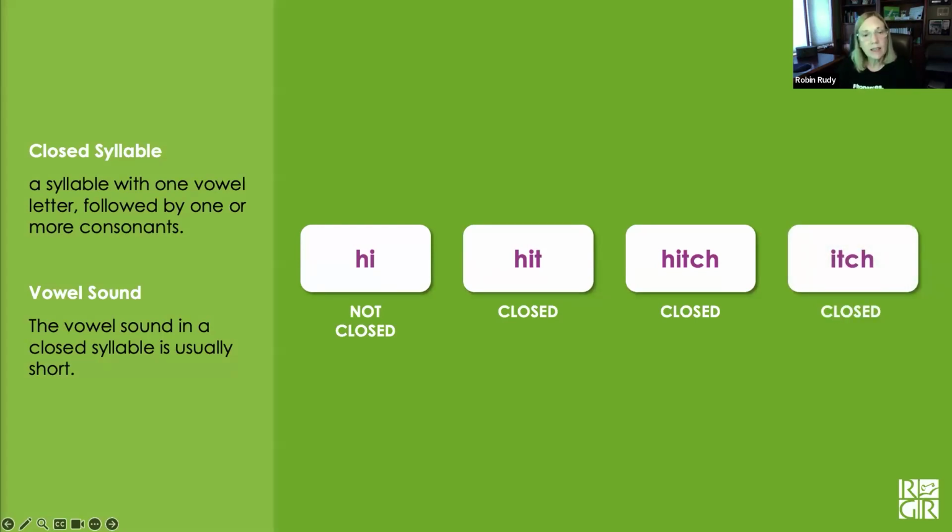So if I study the vowel sounds in each of these words, in the word hi, we have a long vowel sound. In the words hit, hitch, and itch, we have a short vowel sound. It's the proximity of that consonant next to that vowel that creates that short vowel phoneme. This is unique to the English code. There are no closed syllables in any other world languages. So if we want our students to be automatic with their fluency, it starts with understanding patterns like this.